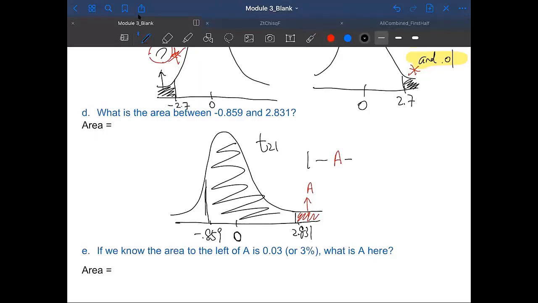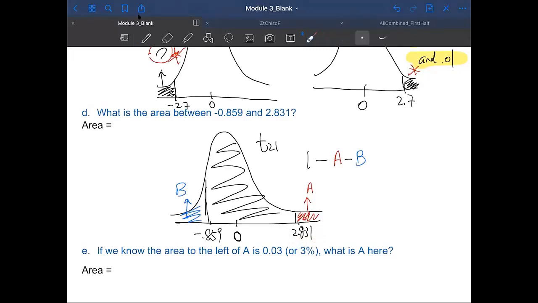Then you subtract the area to the left of negative 0.859. So this part, the left part, right? I'm going to call this part B. So we want to find this one, that's going to be 1 minus A and minus B. So we have to find A and B first, respectively.